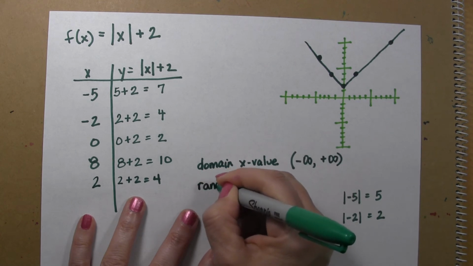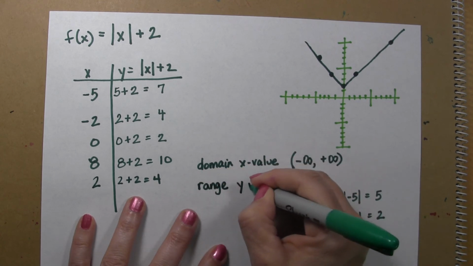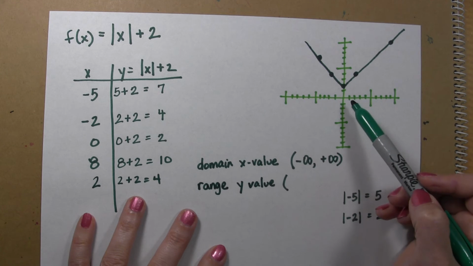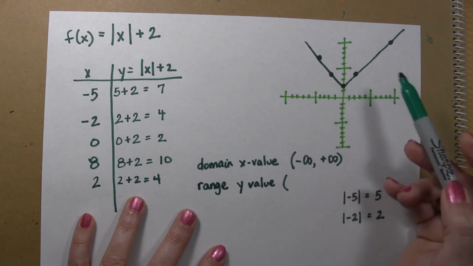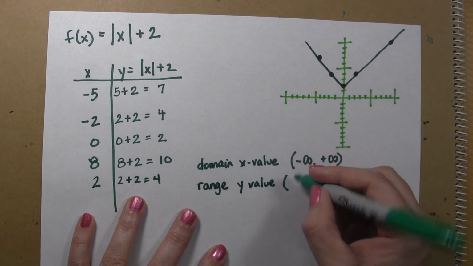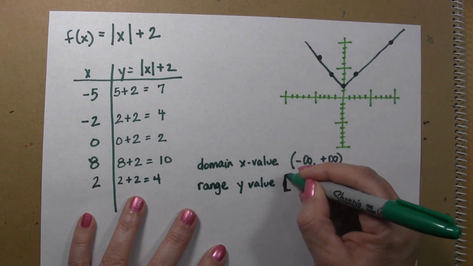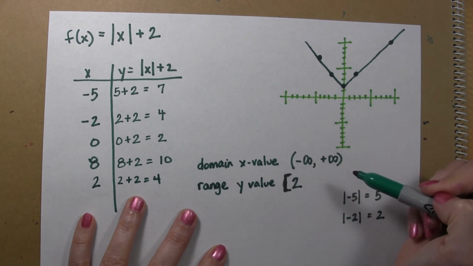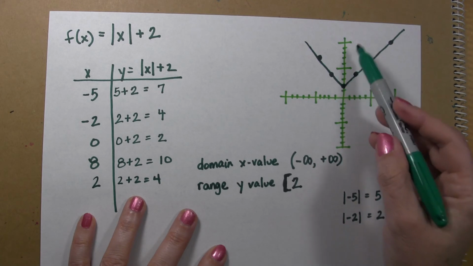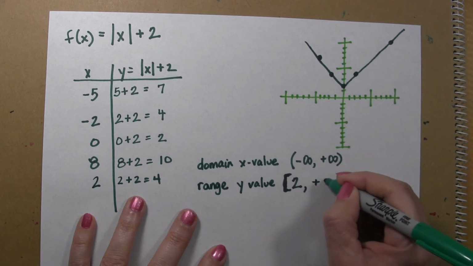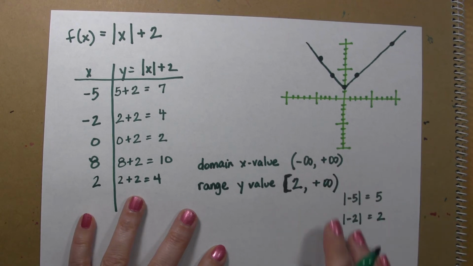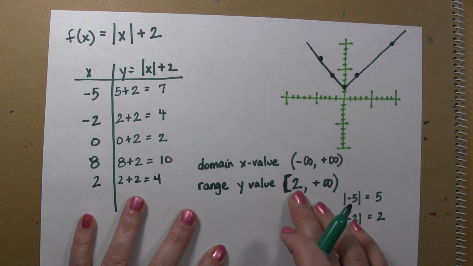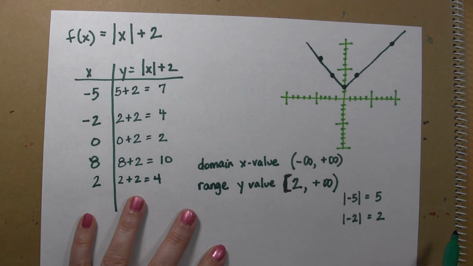Our range, however, is limited. What is the lowest that our y value ever gets? The lowest it ever gets is 2. And it does get exactly 2, so I'm going to actually put this into a bracket because it could equal 2. But 2 is the lowest that our y value gets. How high does our y value get? Well, that can go forever. So that is the interval notation for our range. Notice our range is limited now because of those absolute value signs.